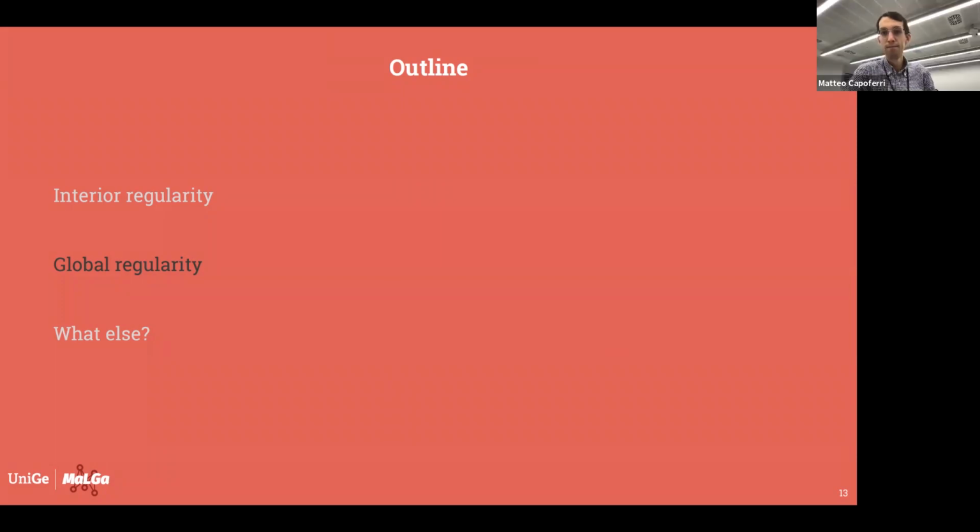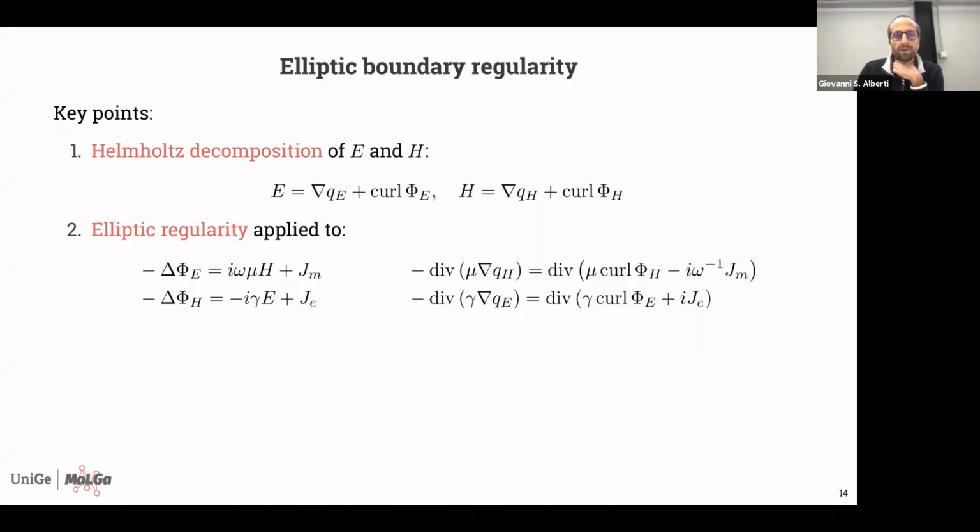All right, so global regularity. So this is something that I repeated a few times already. What are the key points so far? The key points are, first of all, I decompose E and H with the Helmholtz decomposition. So using the scalar and the vector potentials here. And then I write the PDEs satisfied by those potentials and I apply elliptic regularity.